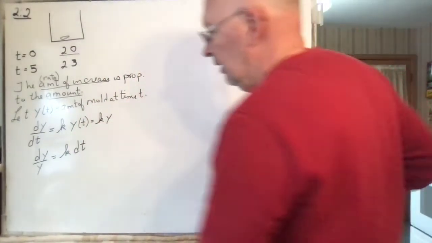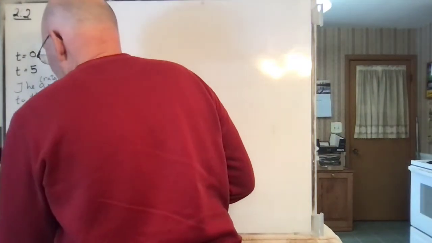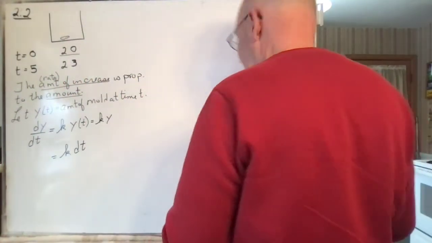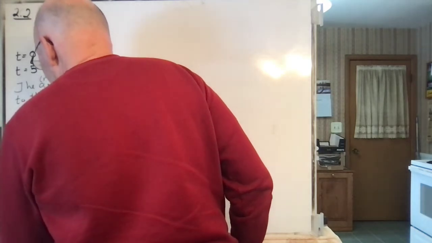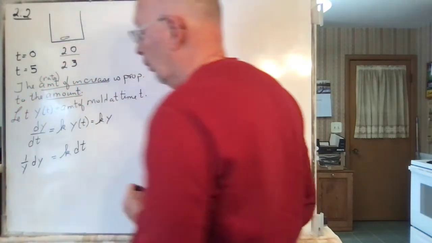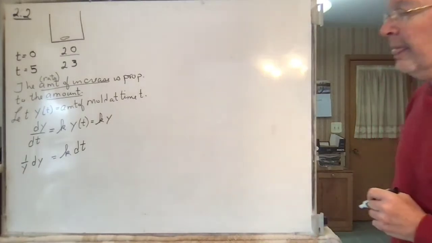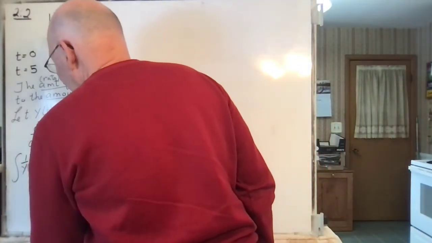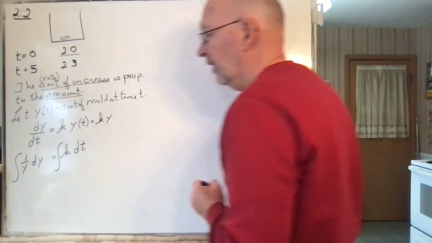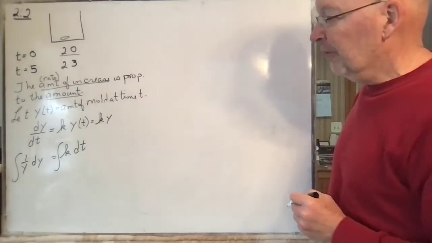Or if I wanted to, you never know what it is that bothers people, especially when you're writing it as a video rather than having you right there in the room. But you could write that as 1 over y times dy is equal to k dt. And now you integrate both sides. You take the antiderivative of both sides. And we've done this before.